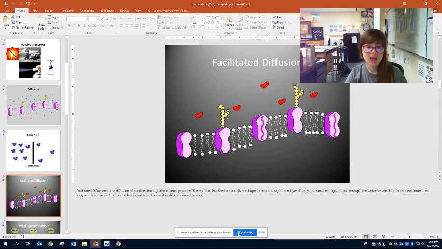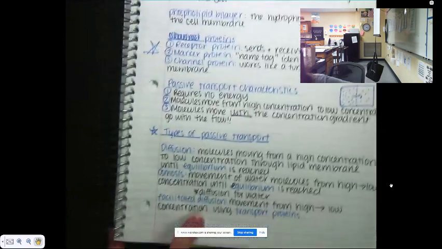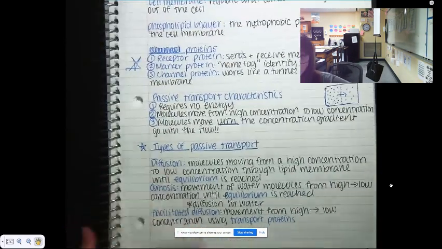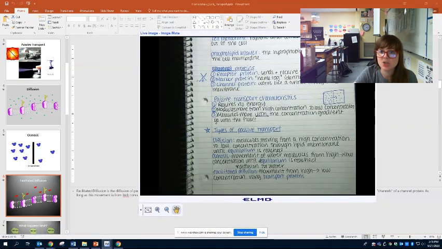Let's take a look now at what our notes look like. So we're going to end with the types of passive transport. And so I have here diffusion with a definition: the molecules moving from high concentration to low concentration through the lipid portion of the membrane until equilibrium is reached. Osmosis, again, movement of water until equilibrium is reached. And then facilitated diffusion, which is the movement from high to low using transport or channel proteins. And another thing I just want to point out, just a really good technique, is this use of different colors to sort of highlight the key terms. Okay.